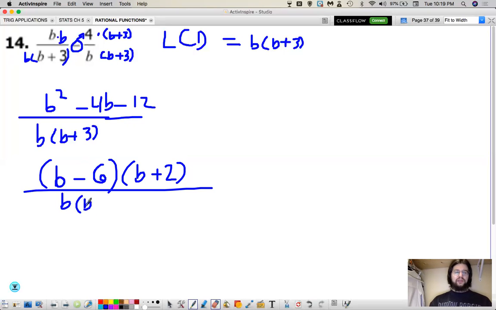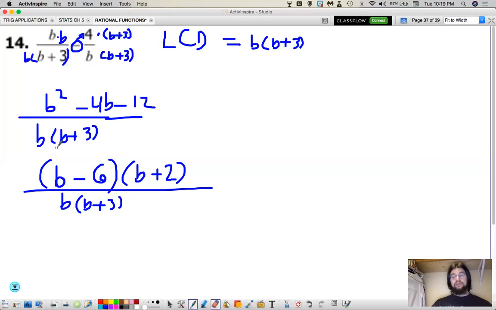b times b plus 3. And if we notice, nothing cancels. We're done. Yay. See, he was trying to trick you into thinking you were going to have to divide. You have to do 3 and 4 for your 12, huh? I was thinking about it first too, but it didn't work out. So make sure you factor it.